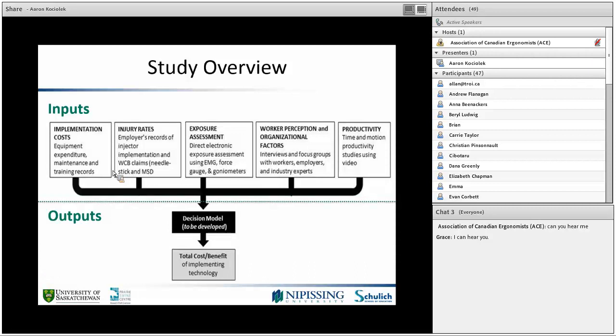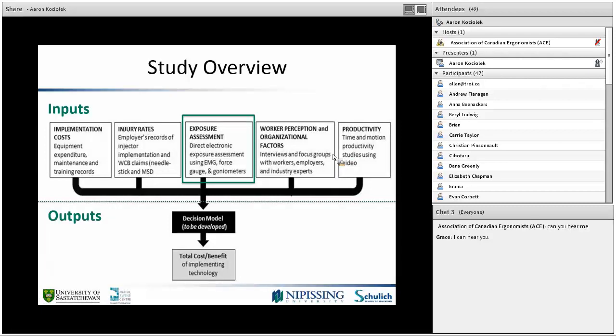Exposure assessment, and this is where I'll focus my energy today because my talk so far has really been about physical exposures and how they're used to quantify injury risk. So I'll talk a little bit more about this in a minute. We also looked at, or are looking at, worker perceptions and organizational factors, as well as overall productivity that comes with this implementation change.